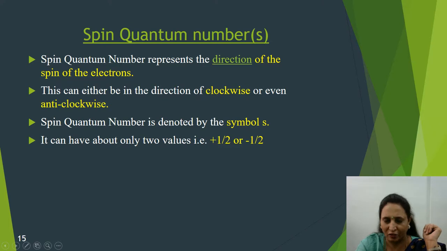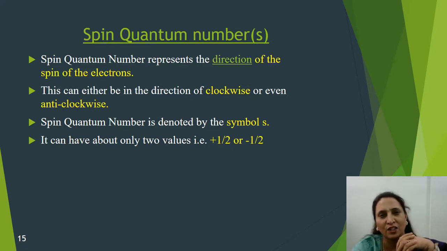Now in the case of an orbital, only the spin motion is considered. So let's forget the other and concentrate on this one, the spin quantum number. The spin quantum number represents the direction of the spin of the electron. An electron can spin in 2 directions: one is clockwise and the other is anti-clockwise. When it is moving clockwise, it is represented by the value plus 1/2. When it is moving anti-clockwise, it is represented by the value minus 1/2.